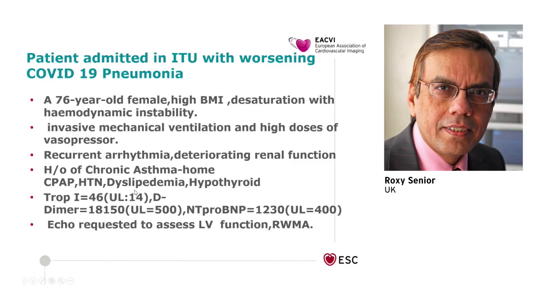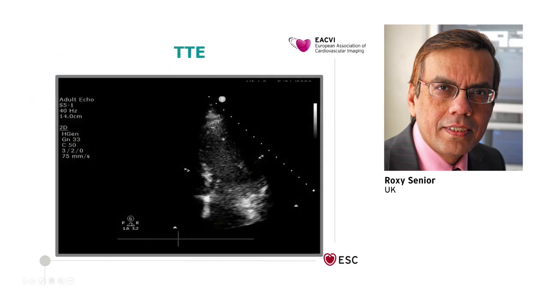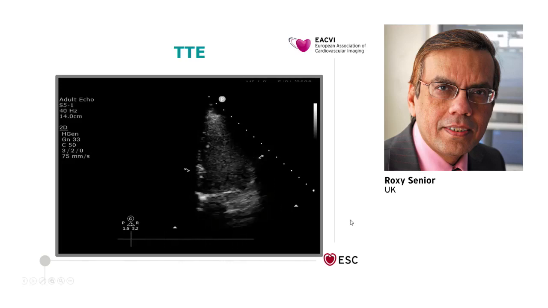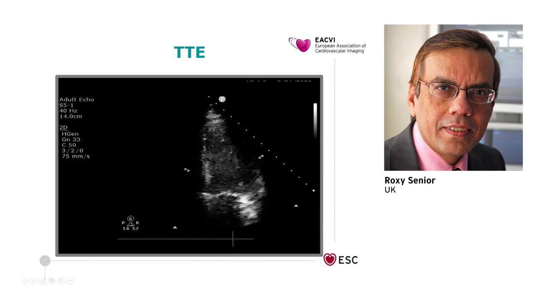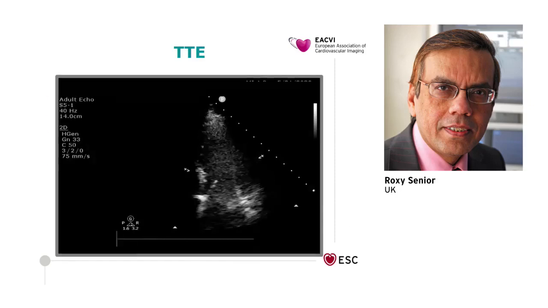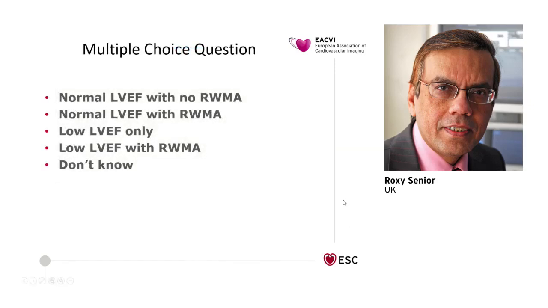So the echo requested was to assess whether the patient has got wall motion abnormality, meaning does this patient have ischemic heart disease, and what is the LV function, because the patient is hemodynamically unstable. So the echo was performed, and this is a typical echo in an ITU setting, and we couldn't get images better than this. So my question to all of you here is, have a look at this echo and then answer these questions. One is an appropriate answer.